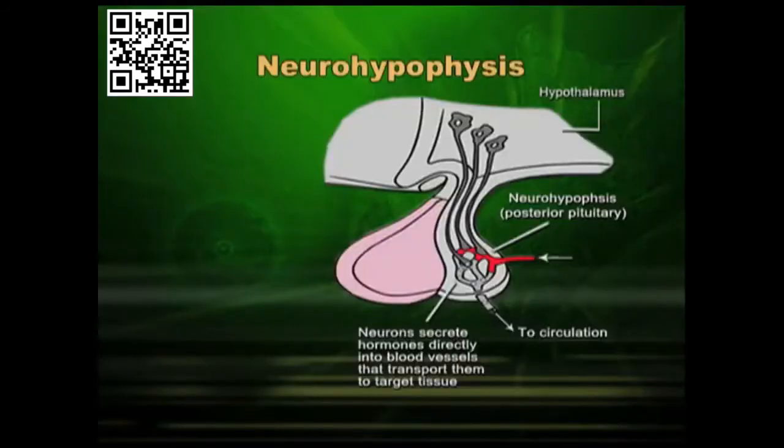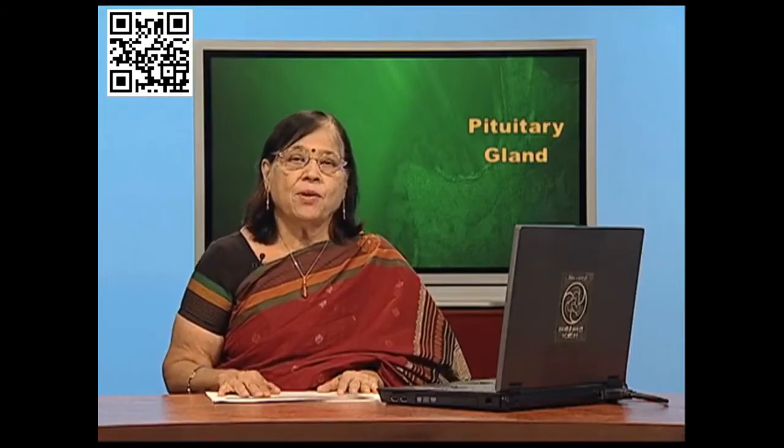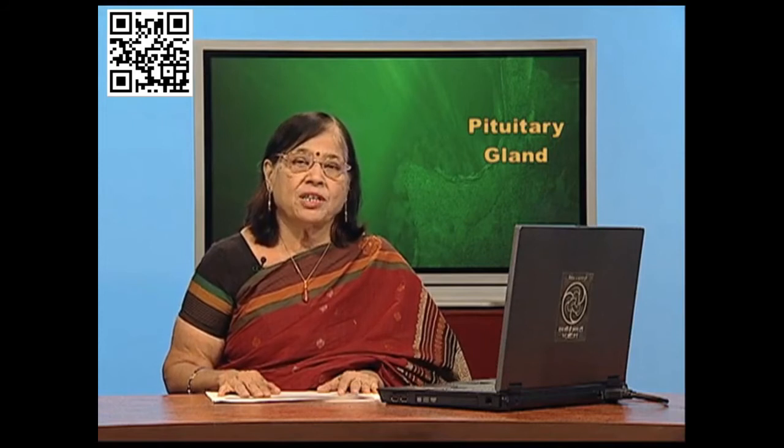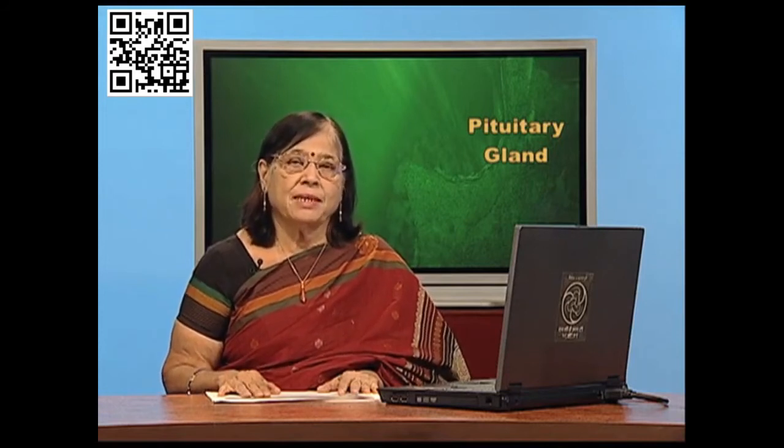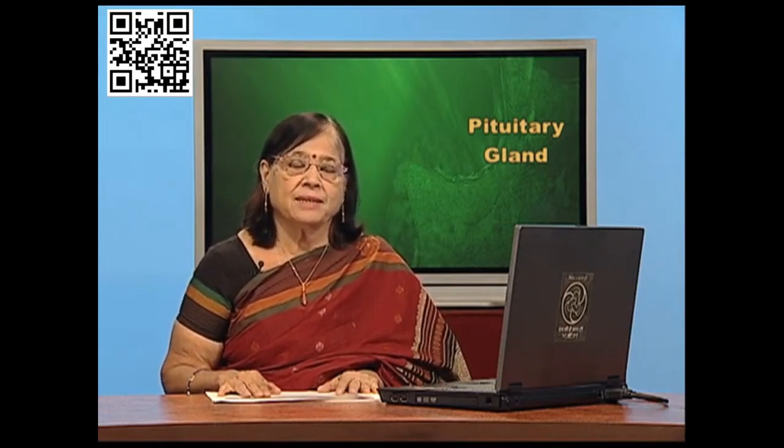Neurohypophysis, which is the posterior pituitary, a neural lobe. Children, please remember that the neural lobe or neurohypophysis has no cellular structure inside, because hormones are not synthesized and released from the neural lobe directly. Why? Because secretion and production is taking place in the hypothalamus by neurosecretory cells.